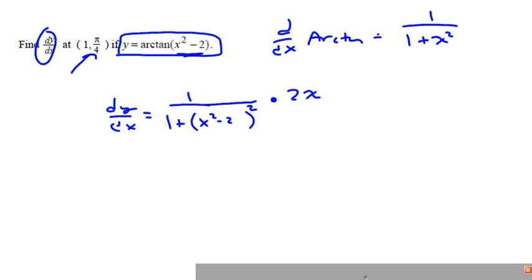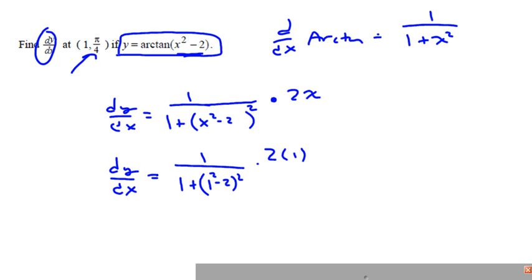Okay, well, now we plug in our values. So dy dx equals 1 over 1 plus 1 squared minus 2 squared, times 2 times 1. And this ends up equaling 1, if you simplify that nicely.